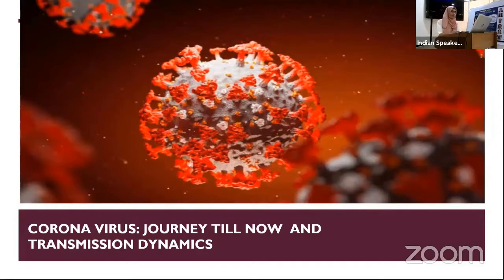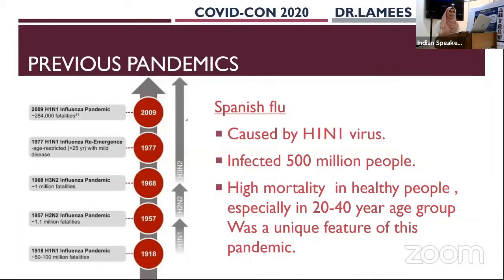A few recent pandemics were the 2009 H1N1 pandemic, the 1967 pandemic caused by the H3N2 virus, and the 1957-58 pandemic caused by the H2N2 virus. But the worst pandemic in human history was the 1918 influenza pandemic caused by the H1N1 virus. It is also referred to as the Spanish flu. It infected 500 million people, one in every 3 people. It came in 3 waves.